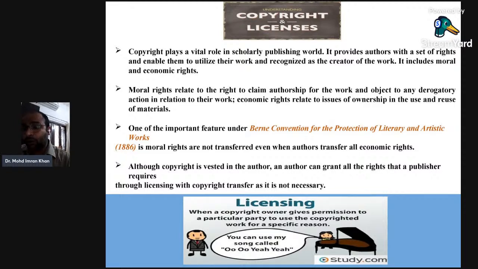But what copyright enables you is it gives you a set of rights and it excludes others from exercising those set of rights. What are moral rights?